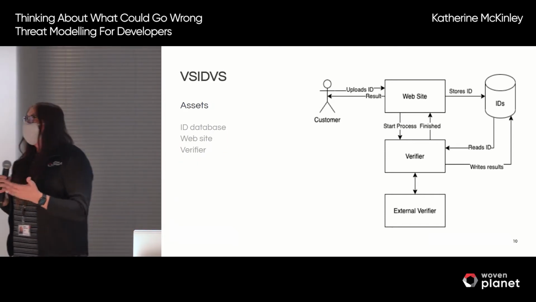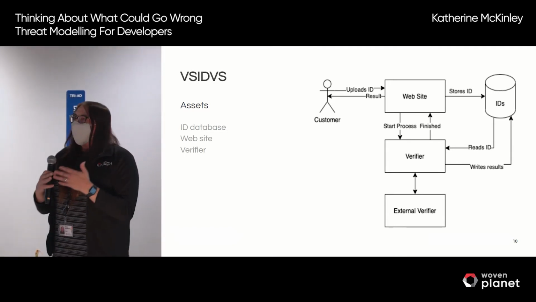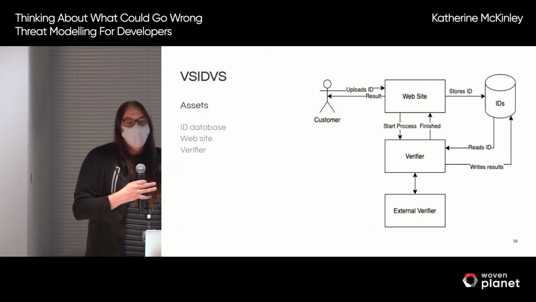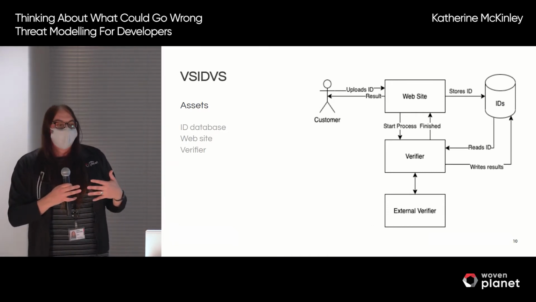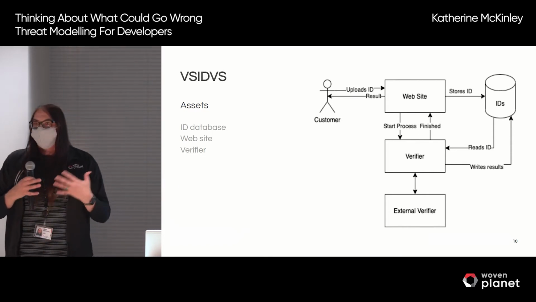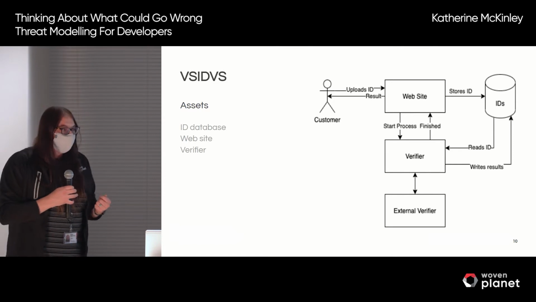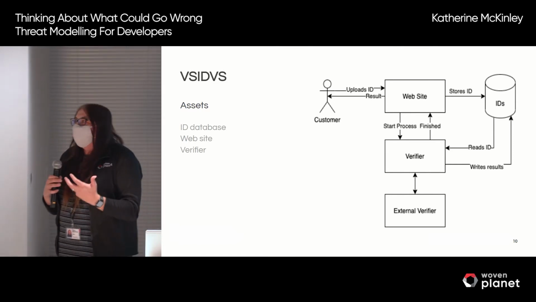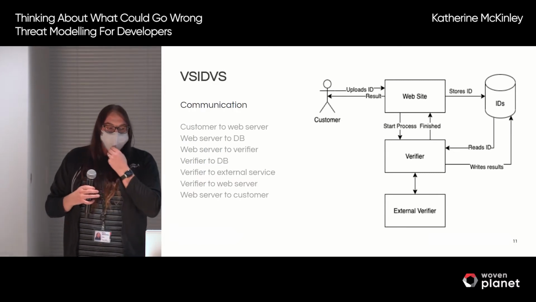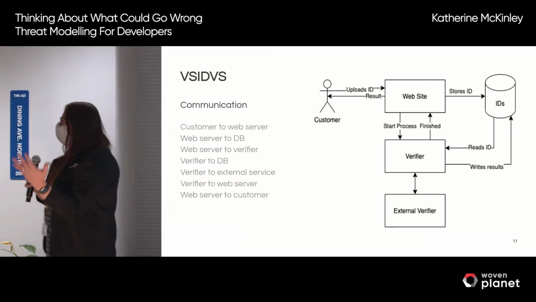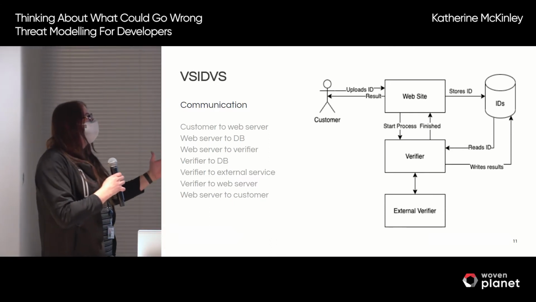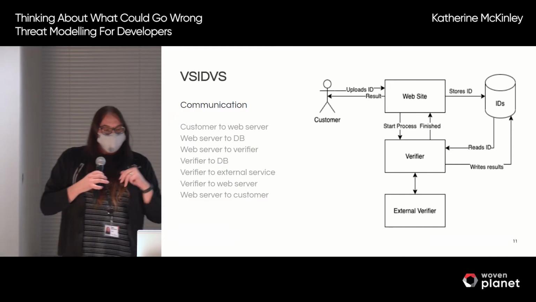So when we think about threat modeling, what we want to think about is assets and communication. So our assets in this case are our website itself, the verifier, maybe those algorithms are sensitive. We don't want somebody to be able to guess what our algorithms will do. And then the database of IDs is kind of a treasure trove of information for an attacker. And then for the communication, we have a number of ways that either the user communicates with the system or the systems communicate with each other. I won't go through all of those.